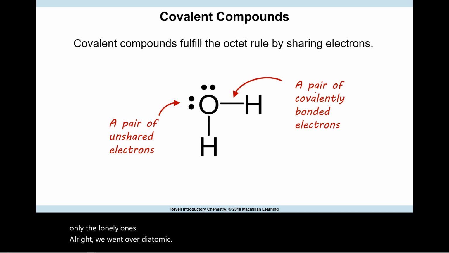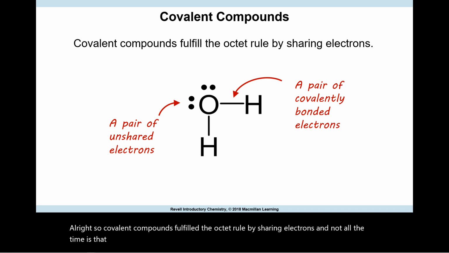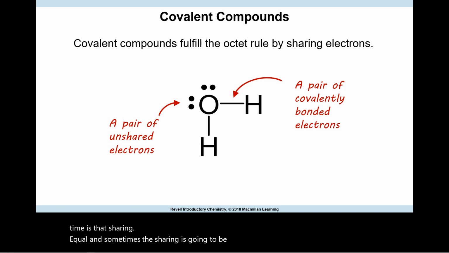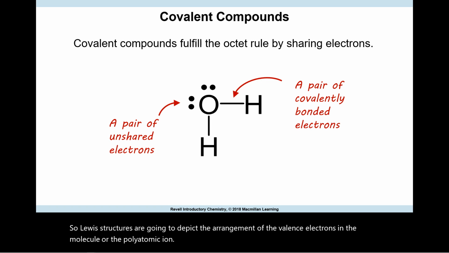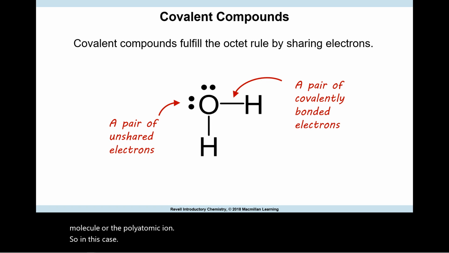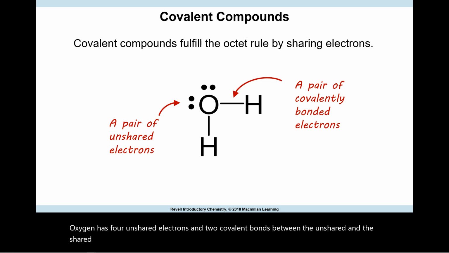All right, so covalent compounds fulfill the octet rule by sharing electrons. And not all the time is that sharing equal. Okay? Sometimes the sharing is going to be unequal. Okay? So Lewis structures are going to depict the arrangement of the valence electrons in the molecule or the polyatomic ion. So in this case, oxygen has 4 unshared electrons and 2 covalent bonds between the unshared and the shared electrons. Oxygen has 8 electrons in its valence level and fulfills this octet.